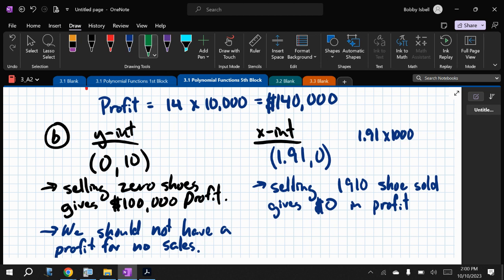Does that make sense? No. We should have some sort of profit, because when we sold what was it, 1,000 shoes, we made $140,000. Here we sold more than that, almost twice as much, and we ended up not making anything. That doesn't make sense.